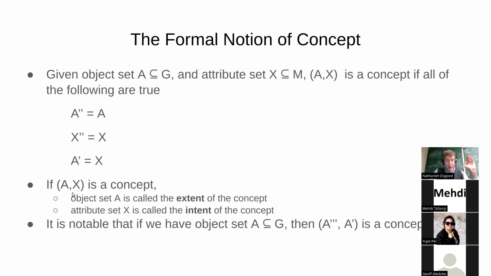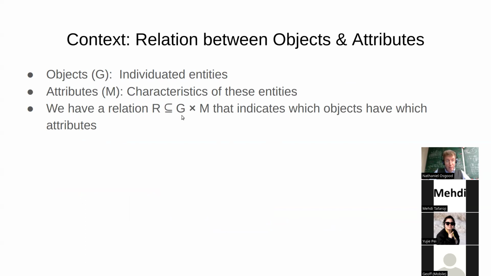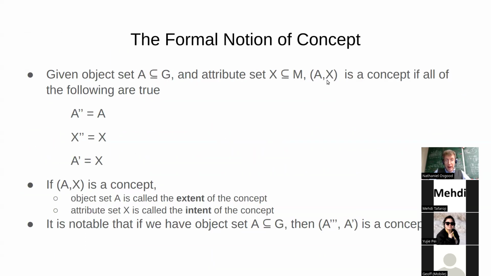So if A comma X is a concept, again, A is objects, X is attributes, right? We're dealing with this relation, right? Objects, attributes here. If we have this object set and its corresponding attribute set that have these nice properties, a natural extension, natural intension, then we call the object set the extent of the concept. Those are all the objects that have it. And we call the attributes the intent of the concept. Those are all the attributes they share.